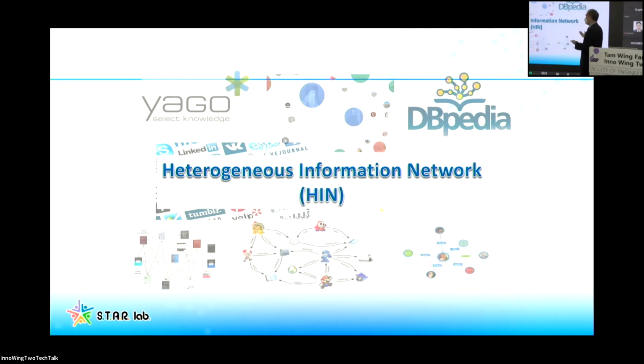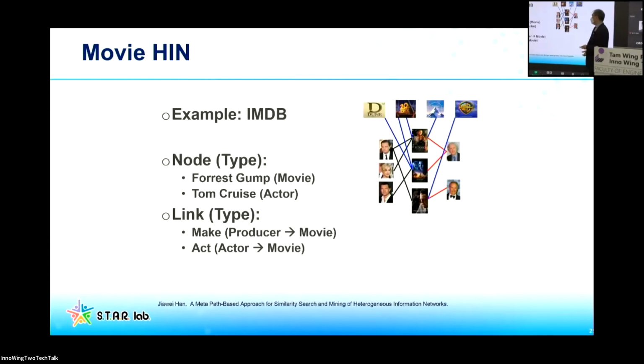Why is it called heterogeneous? The word heterogeneous means that different edges connecting different objects carry different pieces of information or textual information. That is why we call it heterogeneous information network. Here are just a few examples of the so-called HIN, or heterogeneous information network.